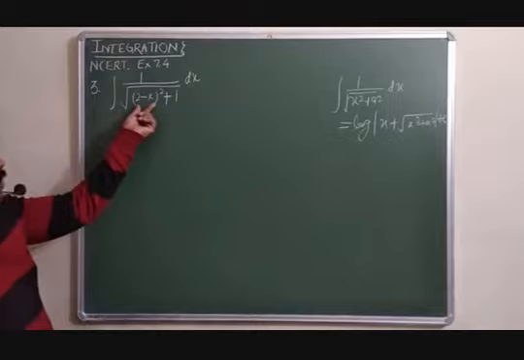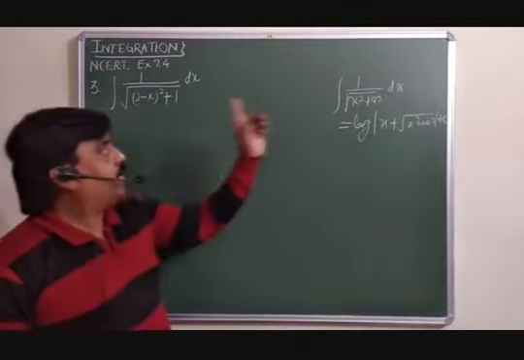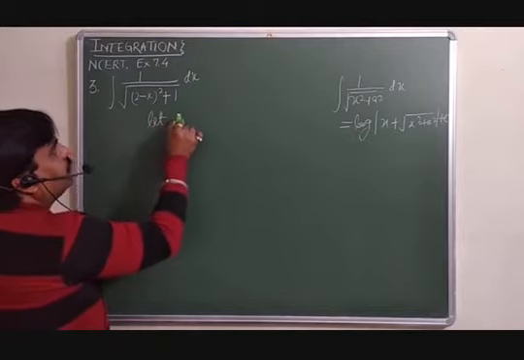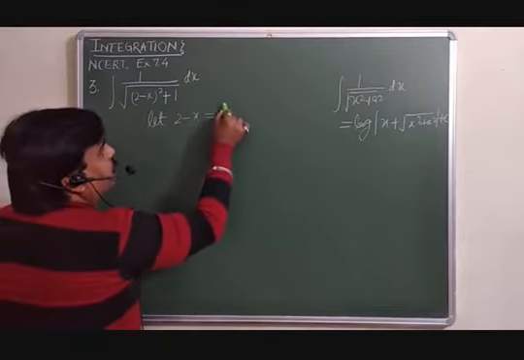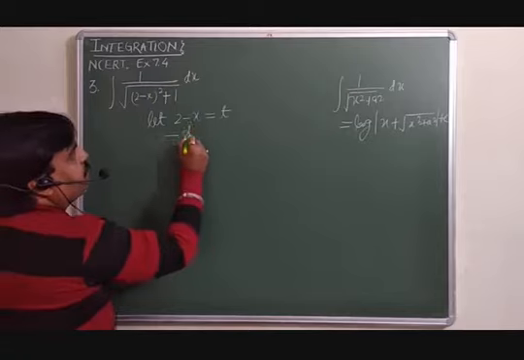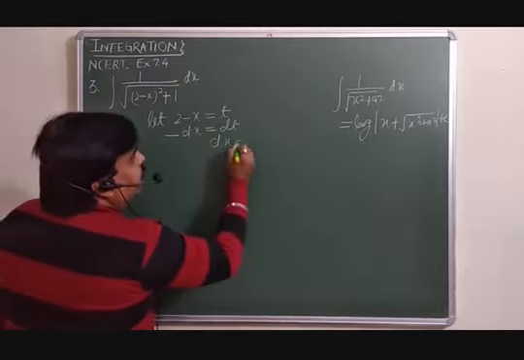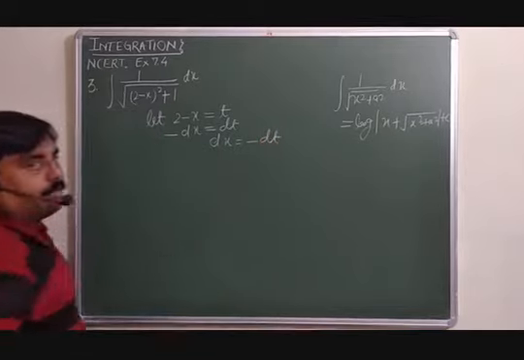But here, in place of x square, it is given 2 minus x whole square. So here you can assume let 2 minus x is equal to t. So minus dx is equal to dt. Therefore you can say dx is equal to minus dt. Substitution method you can apply.